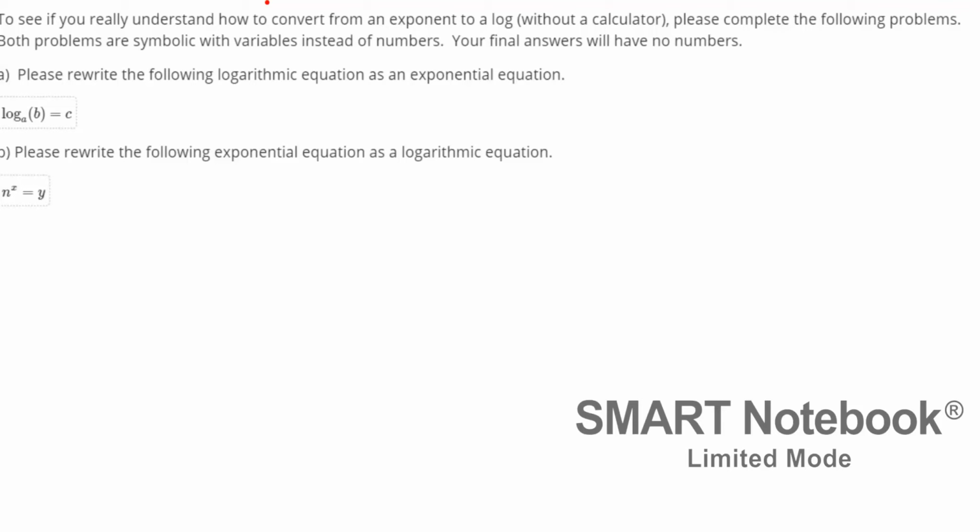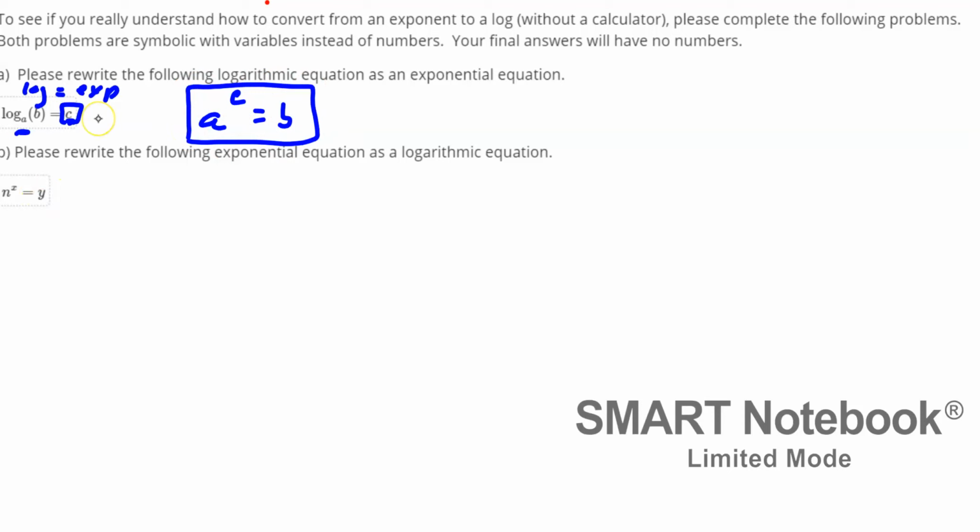So if I'd like to change this to something that's exponential, I need to figure out what the base is and what the exponent is. So we're taking a look at this situation right here. The base of this log is A, so we'd have A to the, logs equal exponents, so C must be my exponent, so A to the C must equal B. This is what I was looking for on your exit slip.